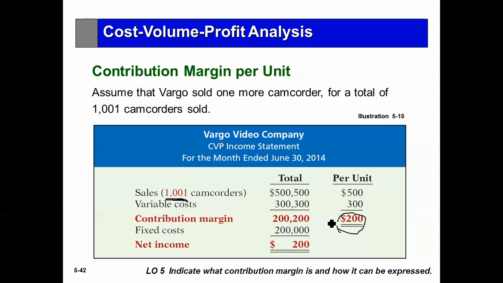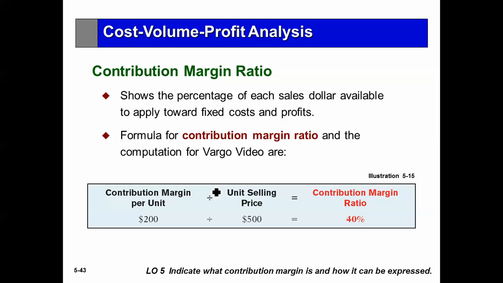predict my profit. If I sold 10 units more than the 1,000 that I need to break even, then I make 2,000 in profit. If I sold 1,000 more, then I make 200,000 more in profit. I can predict my profit at any level. Another concept, the same idea, but we put it into a ratio.